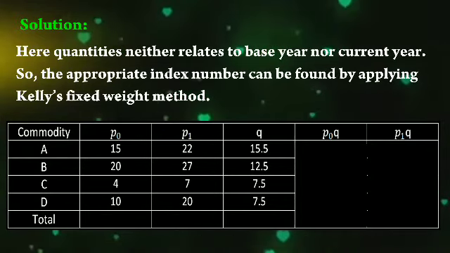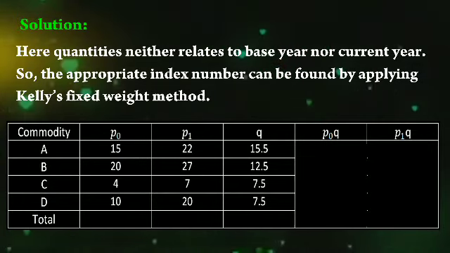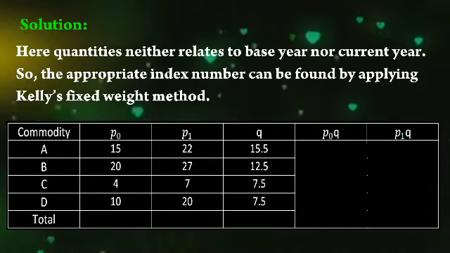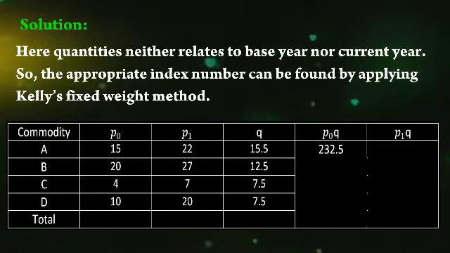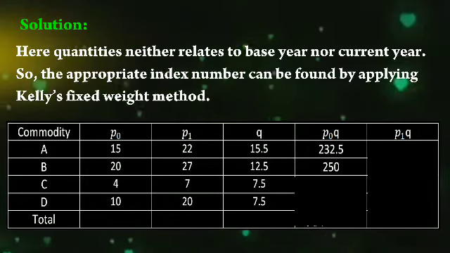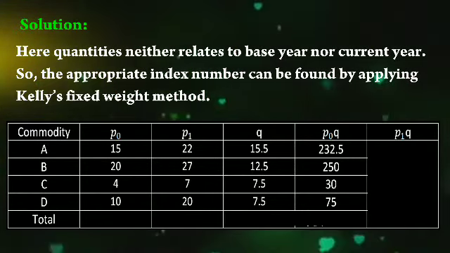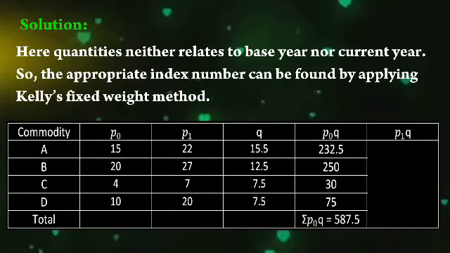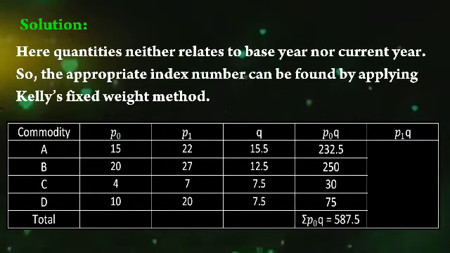So under P0Q, compute the values. That is, P0 value is 15 into Q is 15.5. So 15 into 15.5, that is equal to 232.5. Second value, 20 into 12.5, which is 250. Similarly, compute the other two values and find the sum total of P0Q. So sigma P0Q equal to 587.5. Similarly, compute P1Q values.